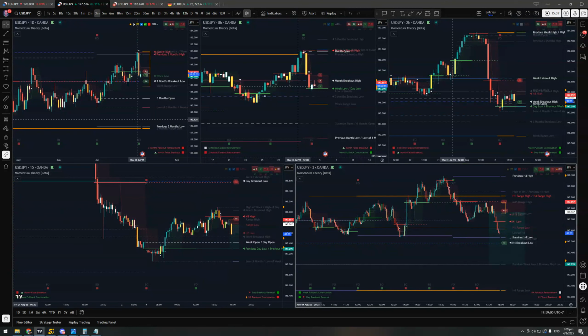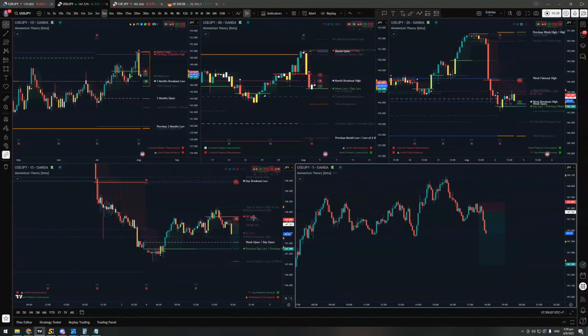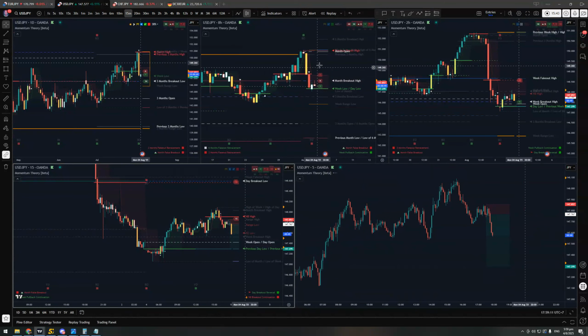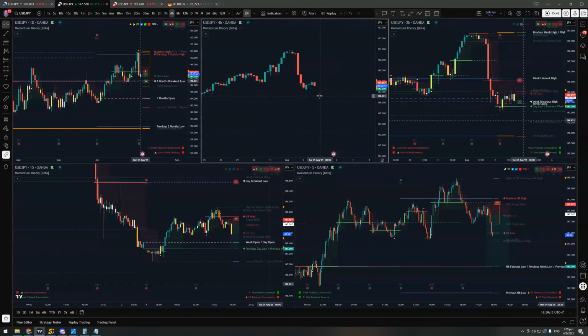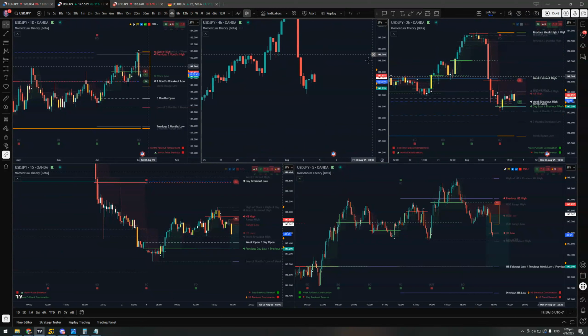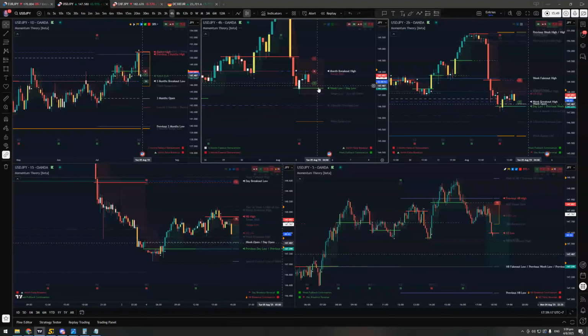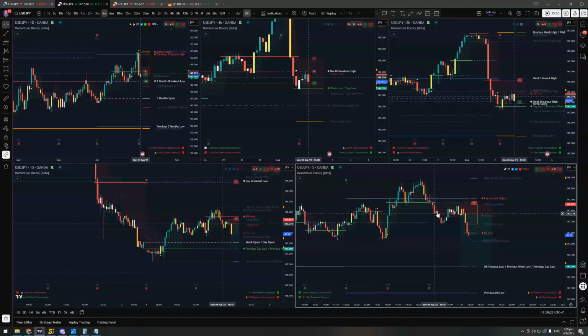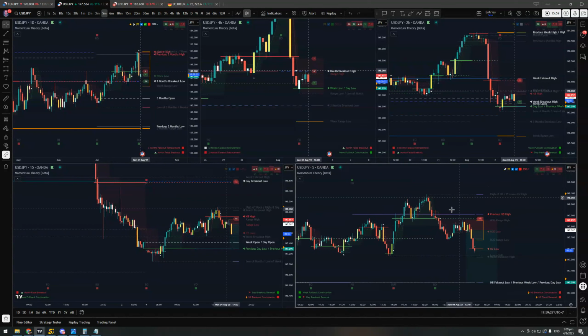Waited for the H4 to close. And closed, I think, if I'm not mistaken, the H4 did not close where I wanted it to. Didn't close in breakout. Yeah, I was waiting for a breakout. Didn't happen. So that kind of threw me off a bit. And so I did not trust this move. Because there was no rejection at the top.